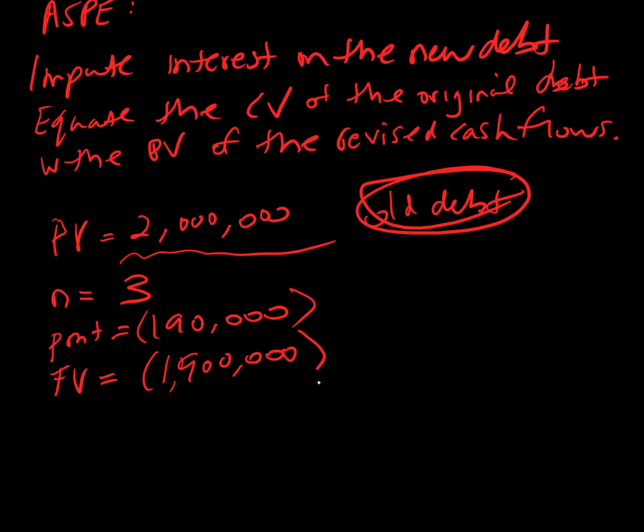And then we're going to compute I. If you type that into your financial calculator, present value 2 million, N 3, payment negative 190,000, and future value negative 1.9 million, you will get an interest rate of 7.96%.